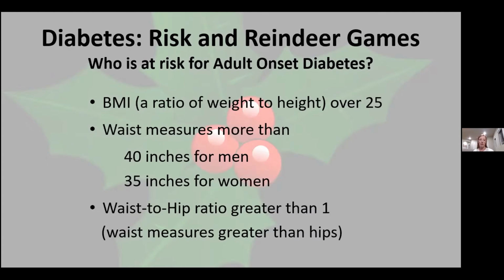system attacks the body. So some of the risk factors are people who have a BMI over 25, and BMI is a ratio of weight to height. So there's an equation where you would plug those in and it'll give you a number. So they want that number under 25. Another risk factor would be if for men, if your waist measures more than 40 inches, or for women, if your waist measures more than 35 inches. Another risk factor would be if your waist is greater than your hips. So they would call that a waist to hip ratio greater than 1.